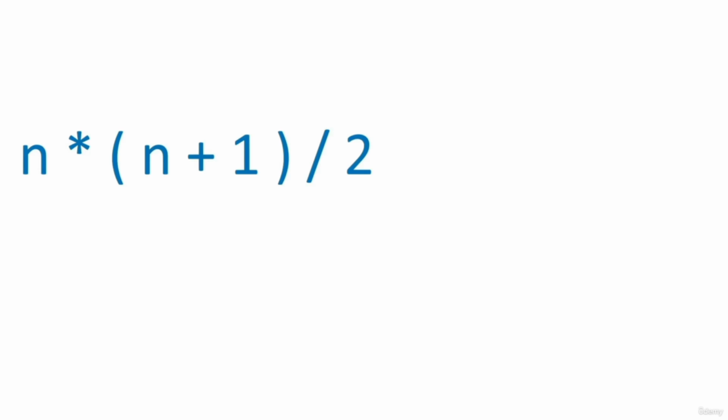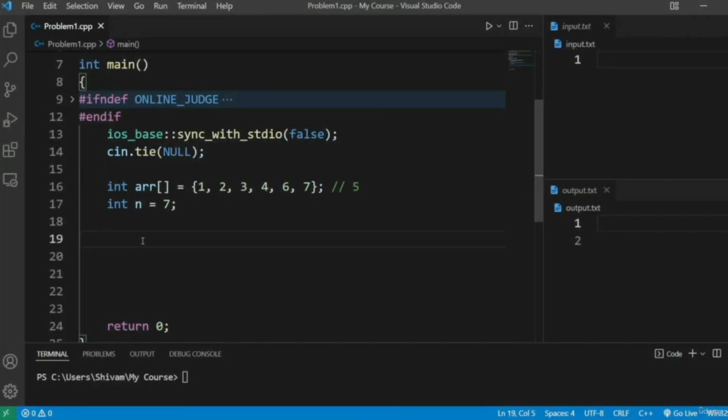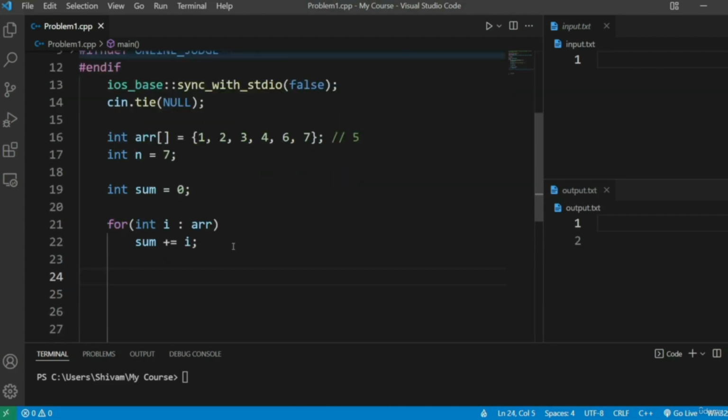Okay, we know that the sum of elements from 1 to n is given by n multiplied by n plus 1 divided by 2. And if we subtract the array sum from this n into n plus 1 by 2, we will get the missing element. Now we will code the same. We will maintain a sum variable and initialize it with 0. We will write a for loop, int i belonging to array, and we will increment the sum variable by i. You can write this type of for loop where the element indexes don't really matter.